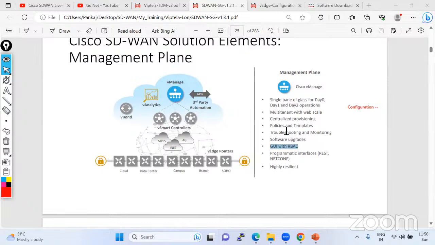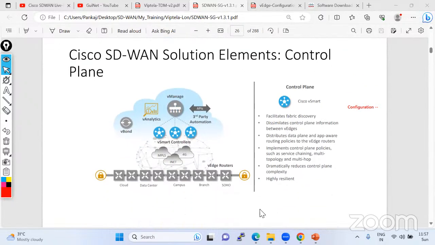So moving next. So we understand what the vManage is, right? And after vManage, the next step is the vSmart. Next one is the vSmart, and vSmart is responsible, like I mentioned, for all the routing. This is the brain, the nervous system of the controllers. It facilitates fabric discovery. So what does that mean? Facilitating fabric discovery means that with the help of the routing information, it connects one branch to another branch to do the communications.